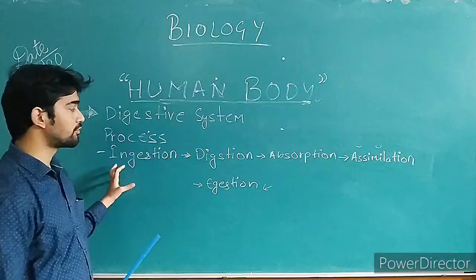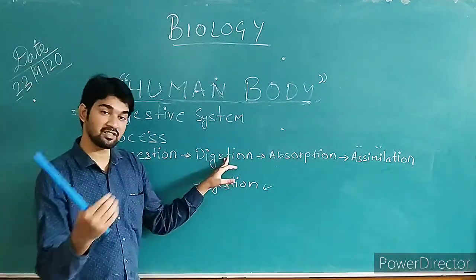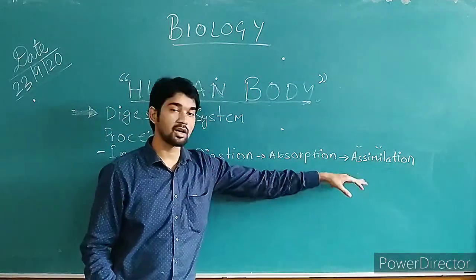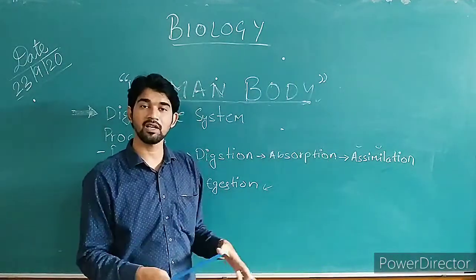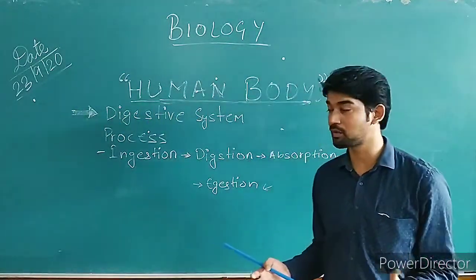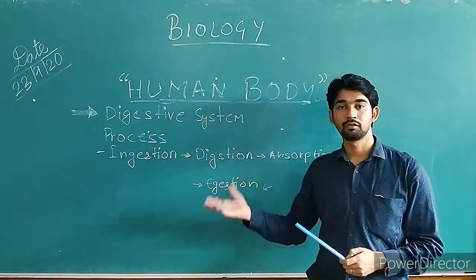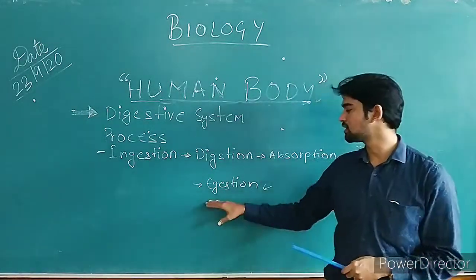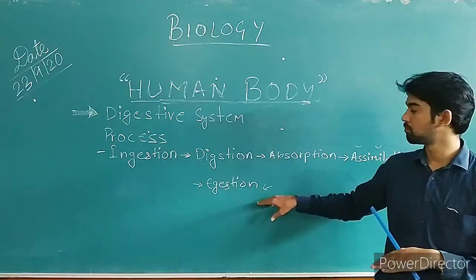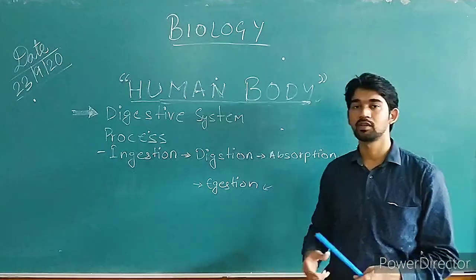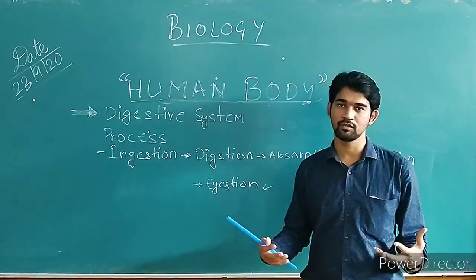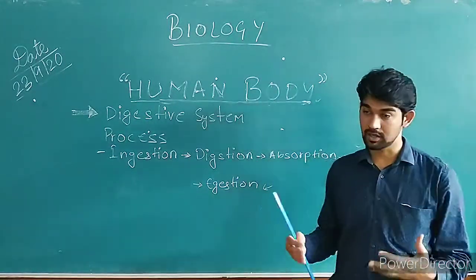So once the food is ingested, it gets digested, and then those nutrients get absorbed, then they are utilized by the system, and finally when there is nothing more that can be done with the food that you have eaten, the waste product is thrown out. That is egestion. Because when you use something to create something new, there is a waste product as well.